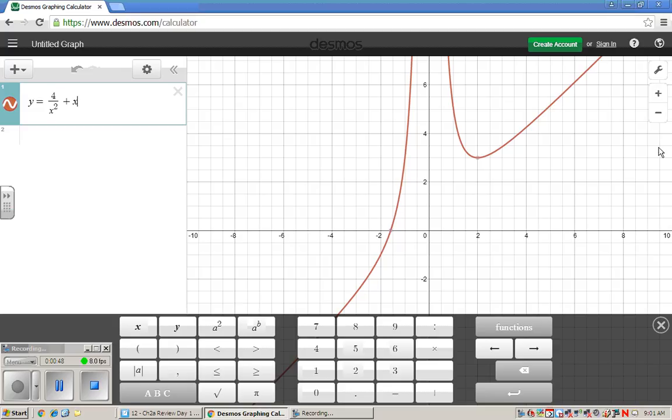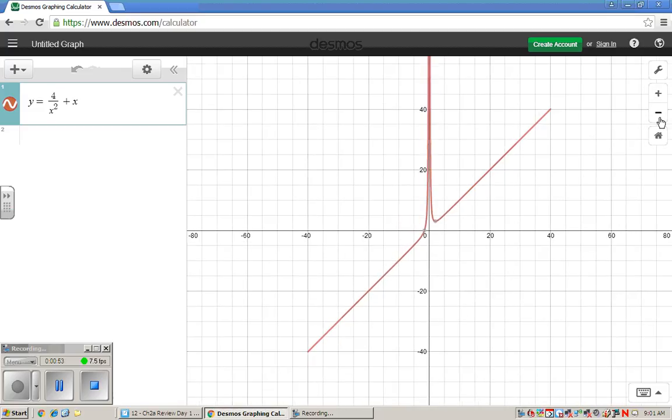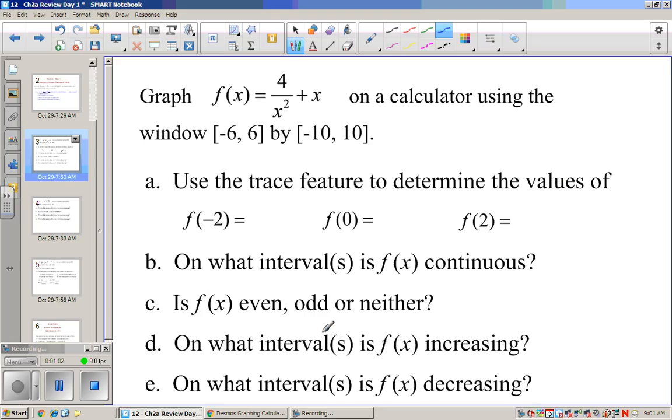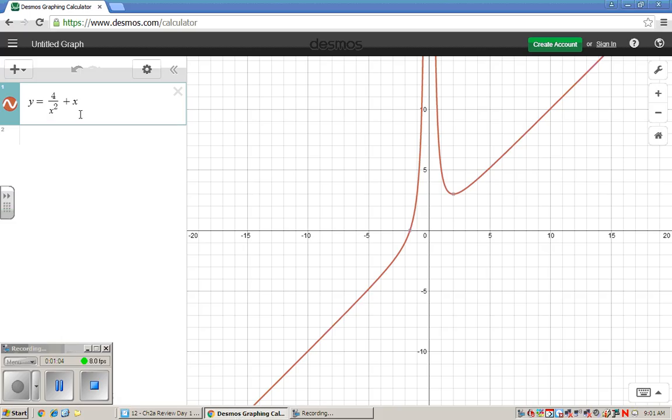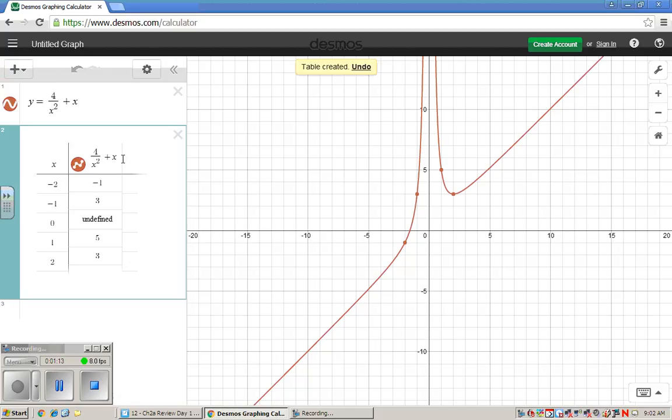We can explore this graph by hitting the minus and zooming out, seeing what it looks like when we zoom out. And we can also go back in like so. All right, let's look at the first question, which asks us to use the trace feature to determine these values. Now in Desmos, you can actually add a table. So I'm going to click on this up here, and I'm going to duplicate the equation and then choose Convert to Table. And it works out quite nicely because we have right here the values we were asked for, -2, 0, and 2.